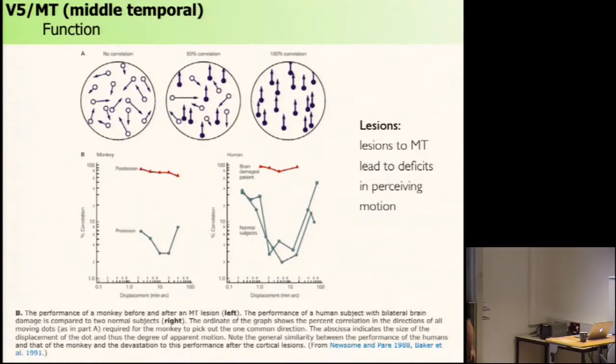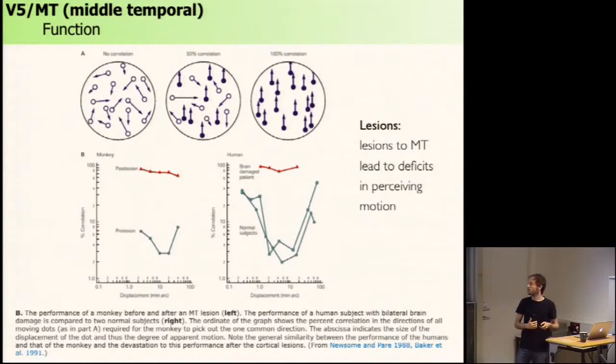If you lesion MT in a monkey, well, in humans of course you don't lesion, but people sometimes have strokes in that area, so you can tell. If you lesion MT in a monkey, or you have a person with a stroke in that area, you see that this threshold goes up to about 100. So it goes all the way up. You need a lot more correlation to have people perceive things as moving in the right direction, which might give you an idea that MT is involved in the perception of movement and discriminating movement.